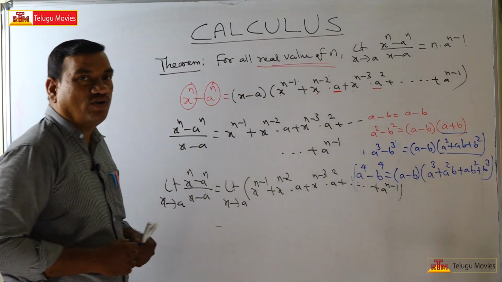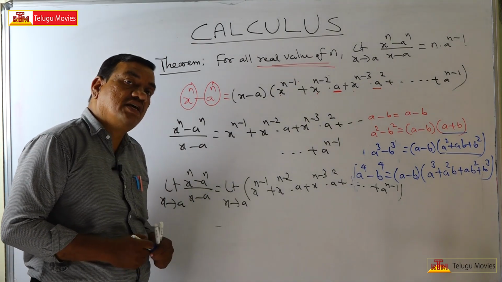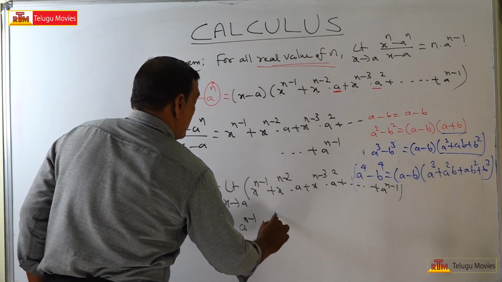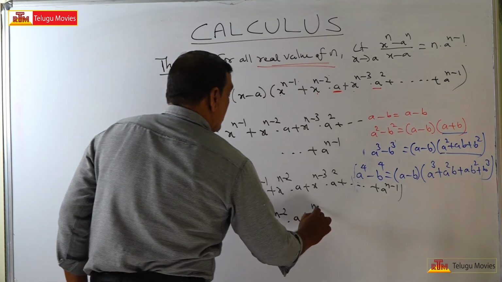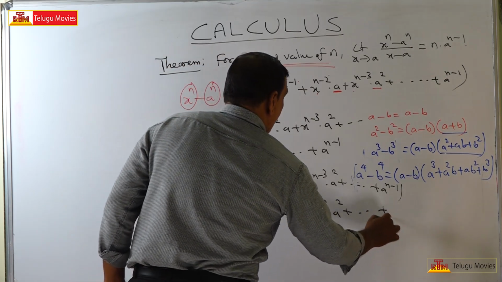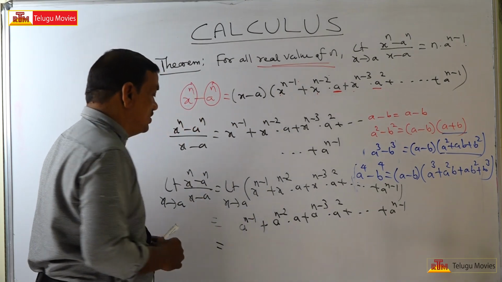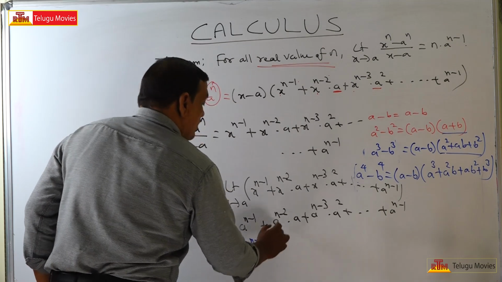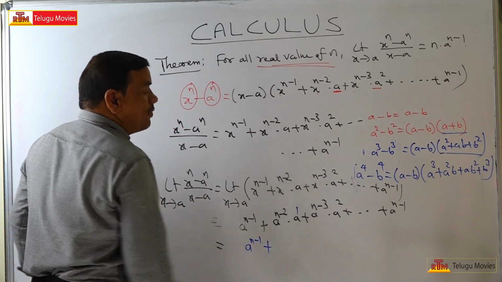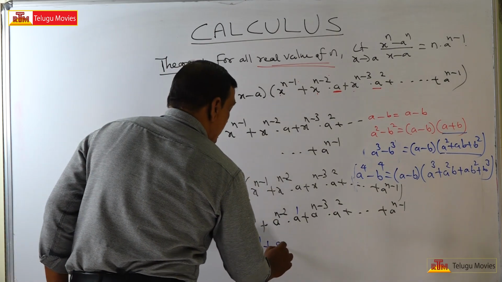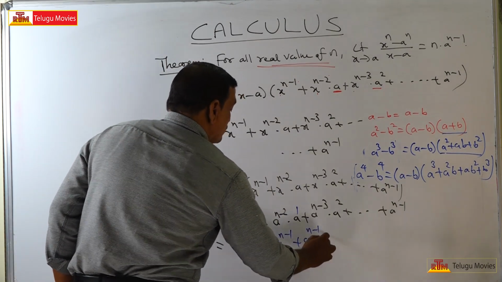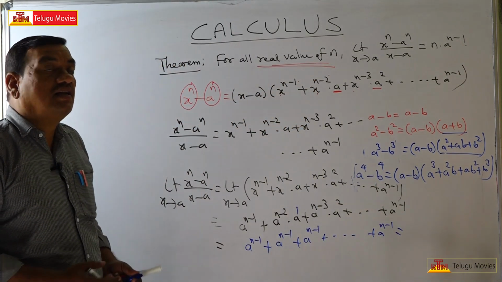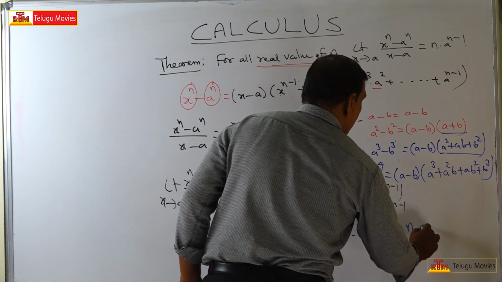So as usual we have to know the definition. X tends to a, wherever x is there, substitute a. That is equal to a power n minus 1 plus a power n minus 2 into a plus a power n minus 3 into a square plus and so on, a power n minus 1. So this is equal to, the first term is how much? a power n minus 1, then a power n minus 2 plus 1, a power n minus 3 plus 2, and so on, each is a power n minus 1. This type of a power n minus 1, how many are there? They are n times, n times a power n minus 1.